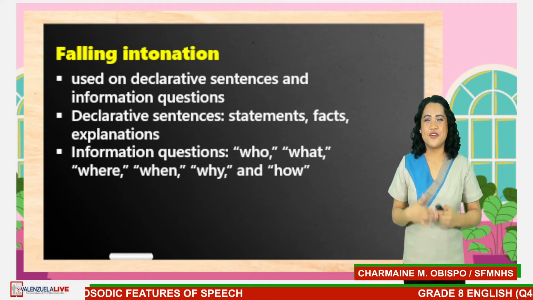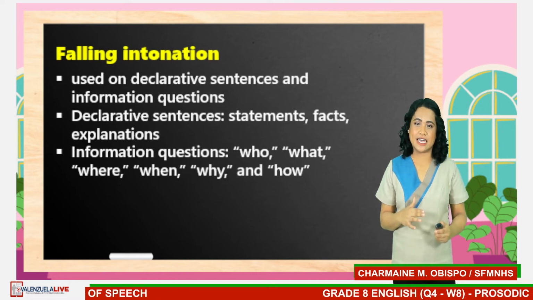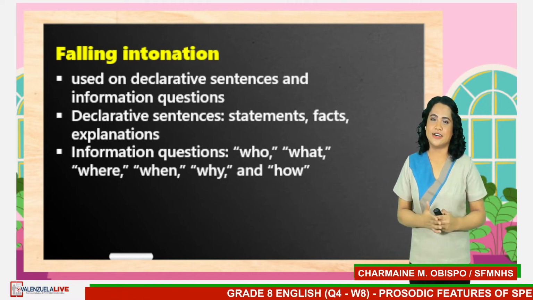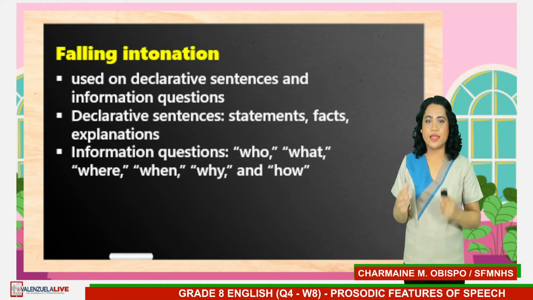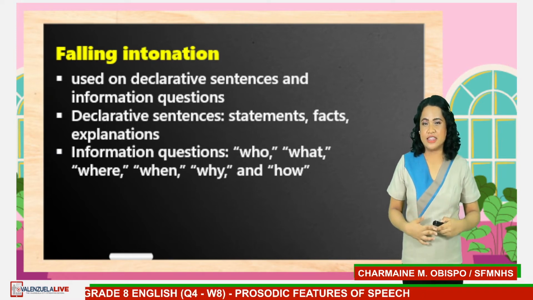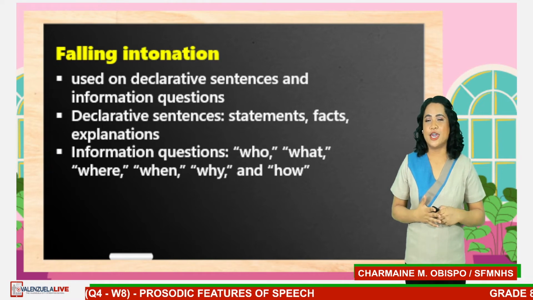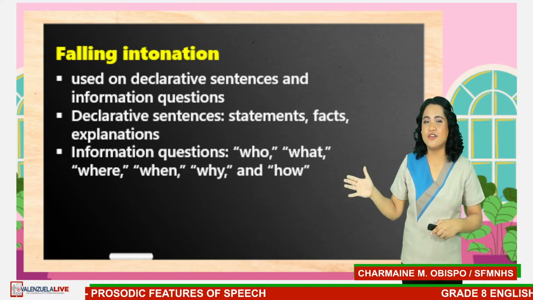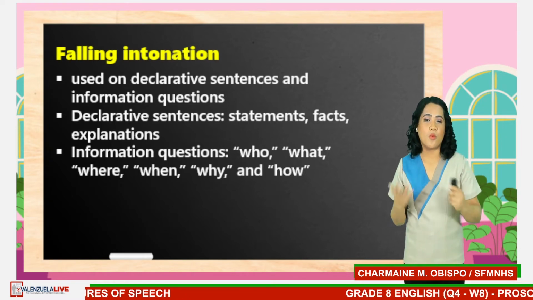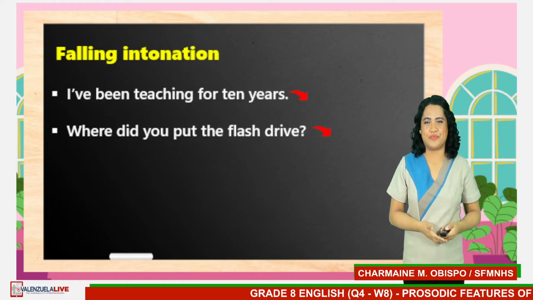Next, we have falling intonation. It is used on declarative sentences and information questions. Declarative sentences are sentences that make a statement, provide a fact, or offer an explanation. They are normal, neutral sentences that we use all the time. Information questions are those that request details and start with words like who, what, where, when, why, and how.